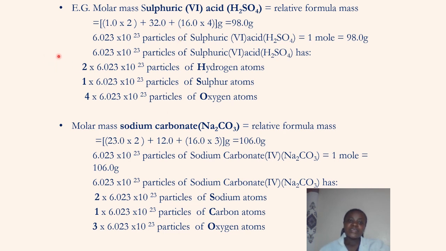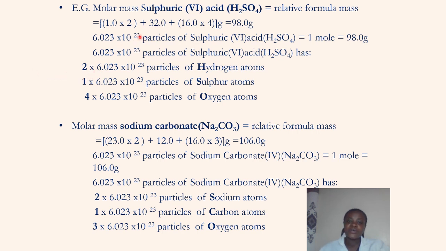So 6.023 times 10 raised to the power 23 particles of sulfuric acid contains 1 mole of 98.0 grams. So that is the relative formula mass. Then in these particles of sulfuric acid, we can get the hydrogen atoms by taking the number of hydrogen atoms here, that is 2, then multiplying it by 6.023 times 10 raised to the power 23.